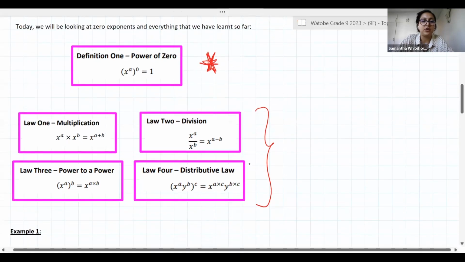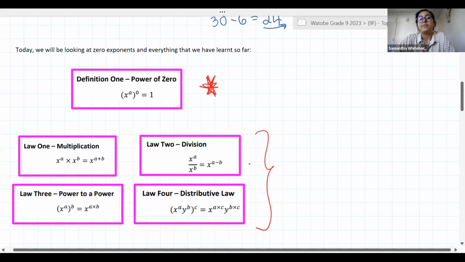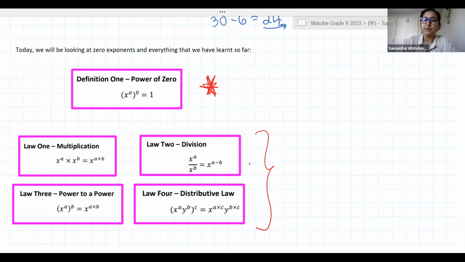Alrighty, so let's have a look. The first thing we wanted to chat about is the zero exponent definition. Now, like I said, it's not a law, it's a definition because it actually comes from one of our laws, and it comes from the division law. But let's see what actually happens when we have a zero exponent.